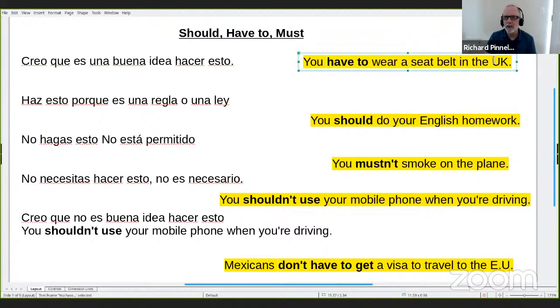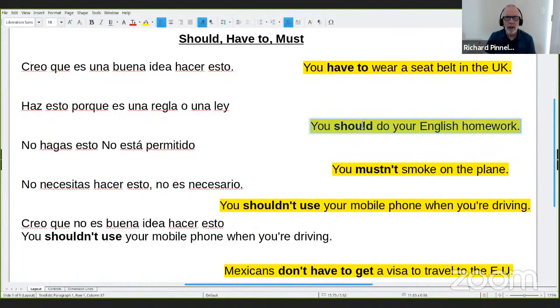You have to wear a seatbelt in the UK. The second one is, el segundo, you should do your English homework. The third one, you mustn't smoke on the plane. The fourth one, you shouldn't use your mobile phone when you're driving.